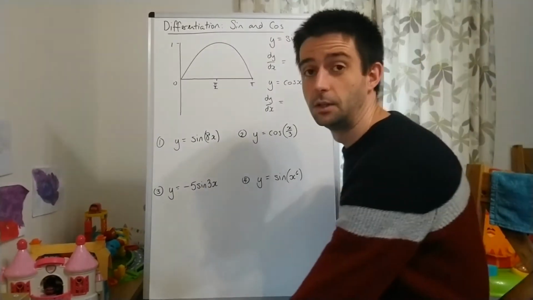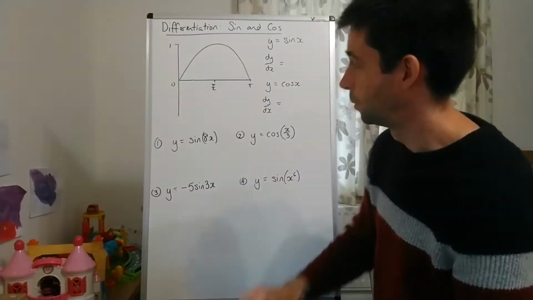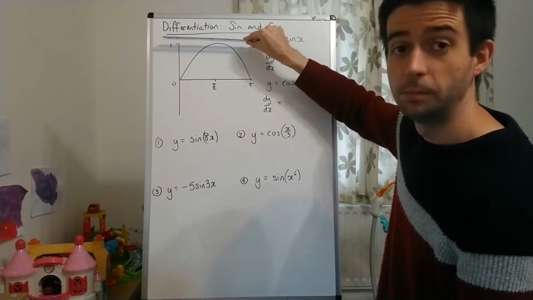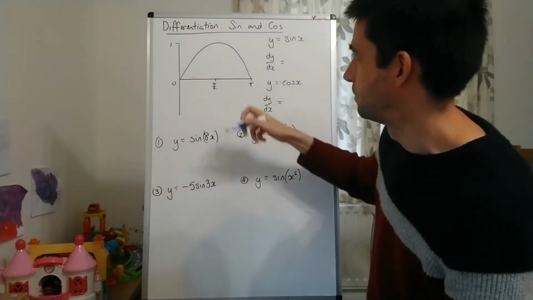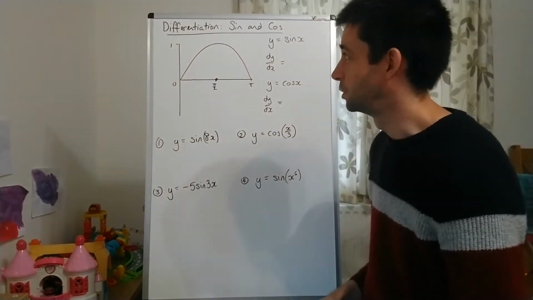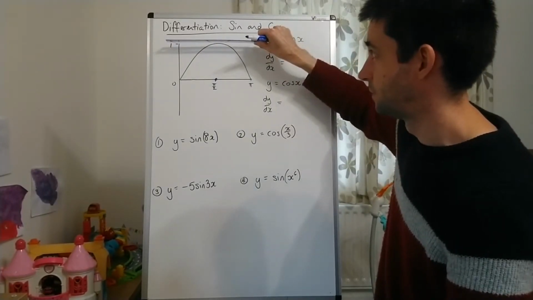And the first thing that I would be interested in is the turning point here, where if I were to draw a tangent to the curve, the gradient of that tangent would be 0. So that means, I'm going to do this in blue, the gradient of sine at pi over 2 is 0.